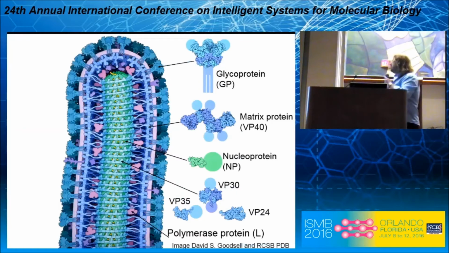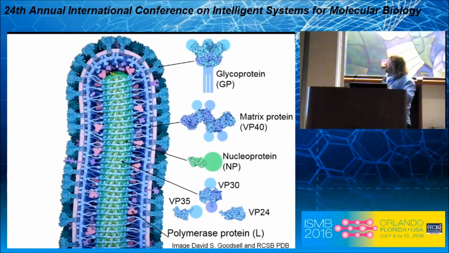Before I show you some results, just a brief overview of the Ebola virus. This is a really lovely image from David Goodsell. You can see that Ebola has 7 genes: a glycoprotein, a matrix protein, VP40, a nucleoprotein, 3 structural proteins, VP24, VP30, and VP35, and also a polymerase protein, L.